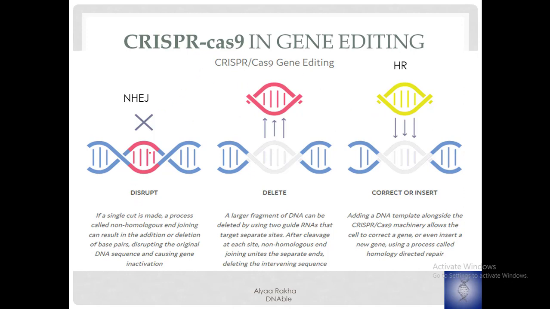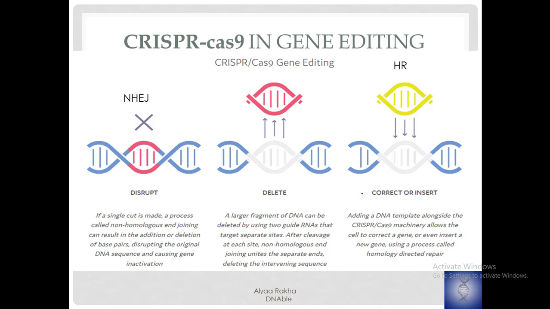First, disruption. The gene sequence can be disrupted by a process called non-homologous end joining. This process results in addition or deletion of base pairs, disrupting the original DNA sequence, and this causes gene inactivation. Second, deletion. If we have the CRISPR-Cas9 complex here and also at this site, we have cleavage at both sites. So this segment can be deleted and then rejoined by non-homologous end joining.